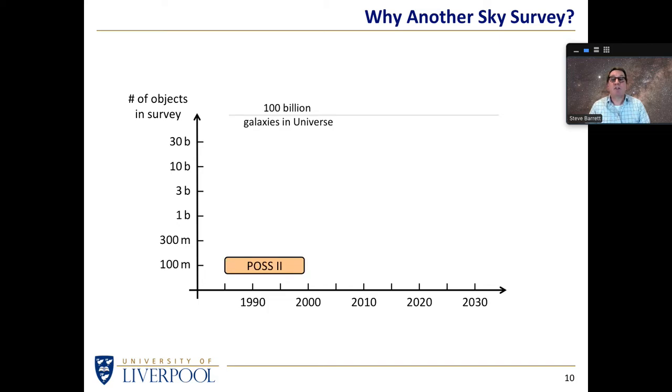Well, the Palomar survey did something like 100 million objects, mainly stars, a few galaxies as well. The Sloan Digital Survey improved on that and got us up to somewhere between 300 million and 1 billion objects. Pan-STARRS improved on that again and took us to about 3 billion objects in the survey. So how is the LSST going to build on that? Where would we hope the LSST will be on this graph?